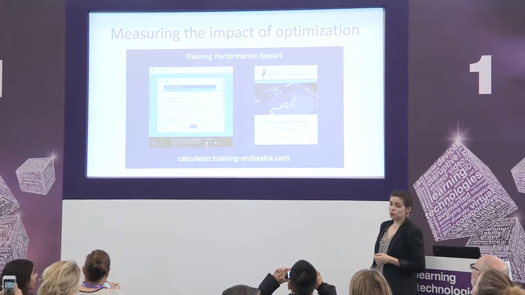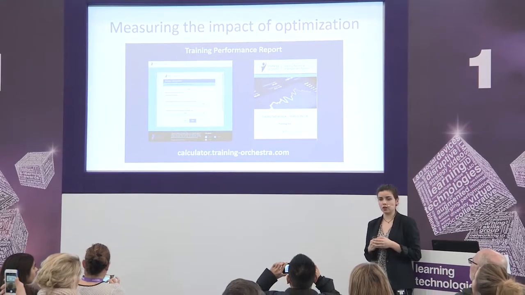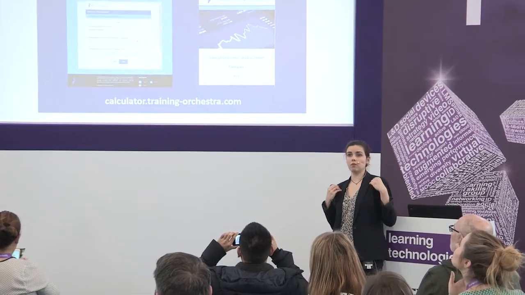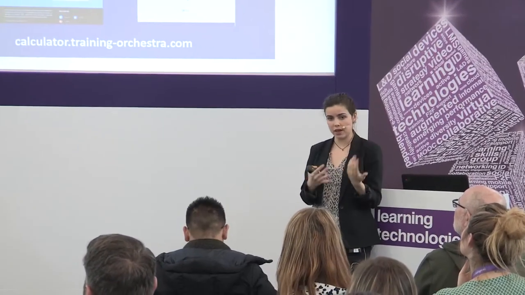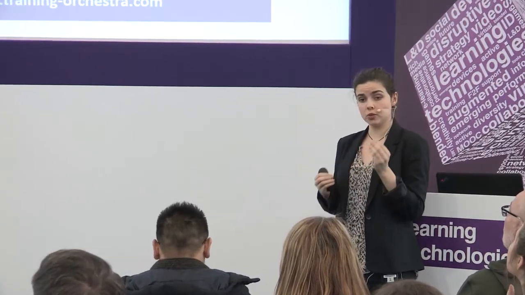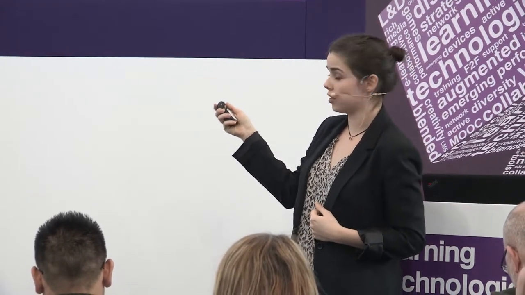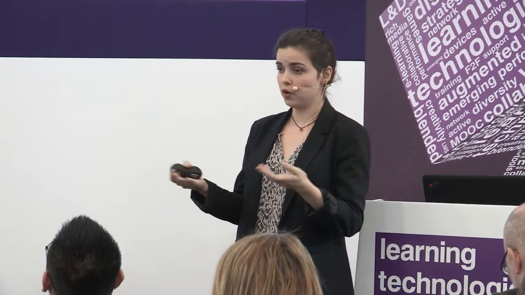And to be a bit more concrete, we've developed a study that can help you assess your own weaknesses and strengths in managing training and how much you can save by optimizing your activity and specific areas where you could get better. So you can try it if you want. It's calculator.training-orchestra.com. And with a few short questions, you can already have an idea of where you could get impact, where you could redirect resources for your innovation efforts, for example.